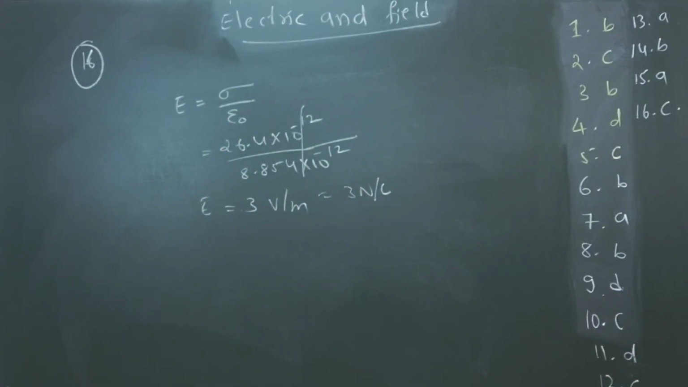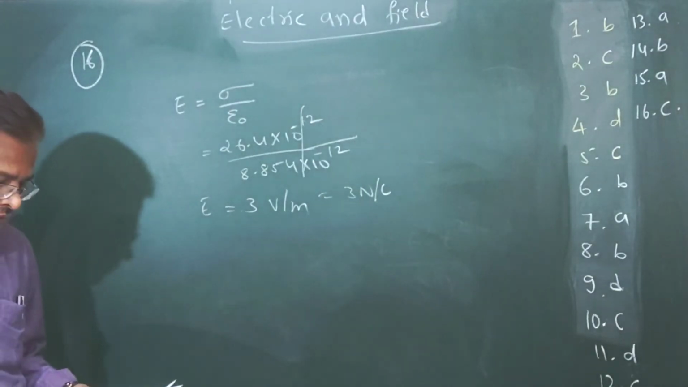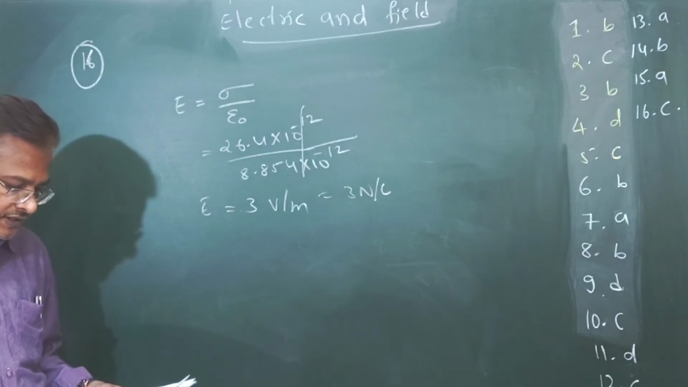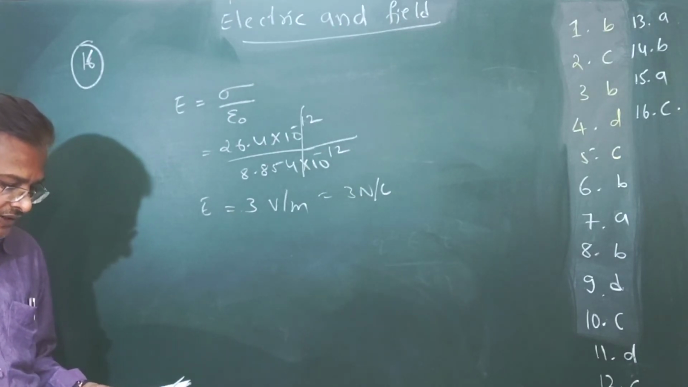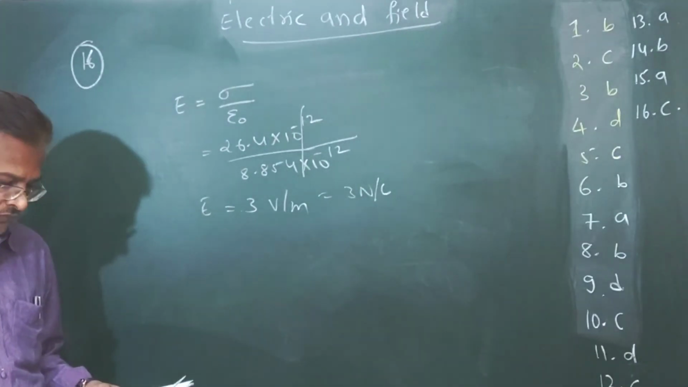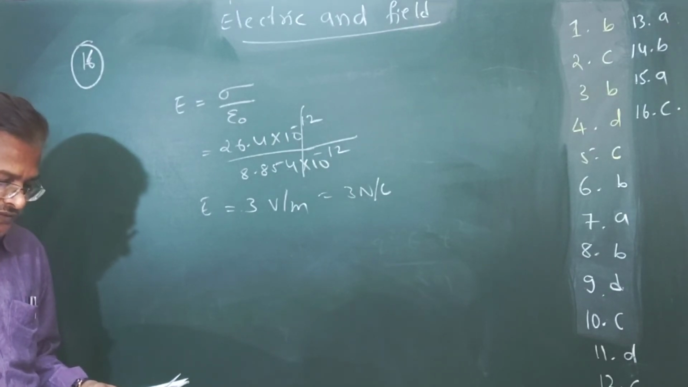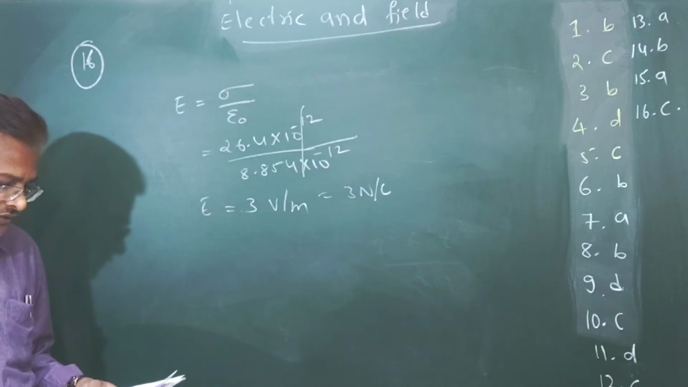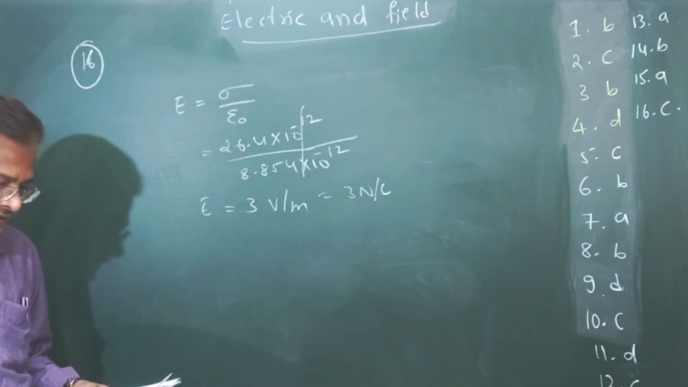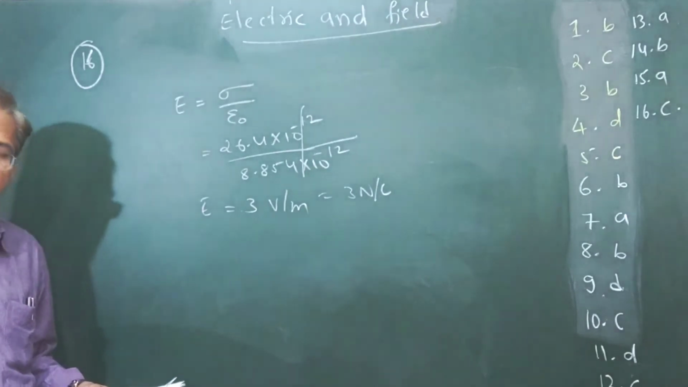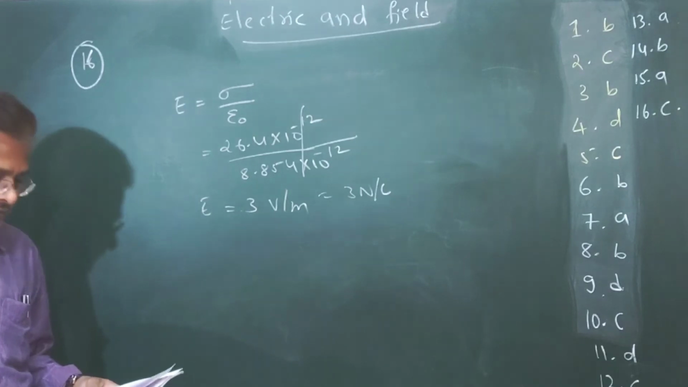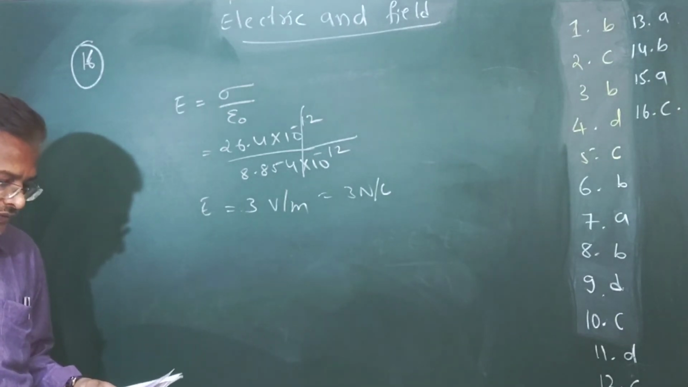17th. A solid metallic sphere has a charge plus 3q. Concentric with this sphere is a conducting spherical shell having a charge minus q. The radius of the sphere is A and that of the spherical shell is B, which is greater than A. What is the electric field at a distance R, where A is less than R is less than B, from the center?